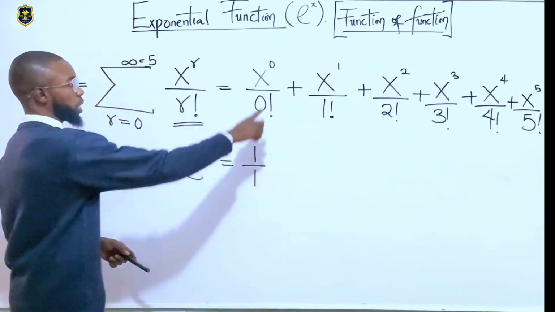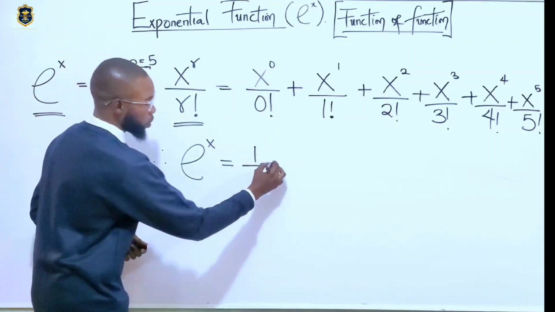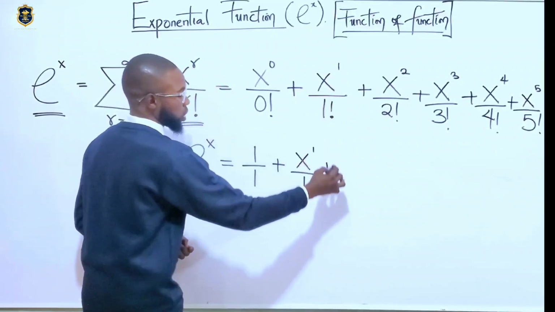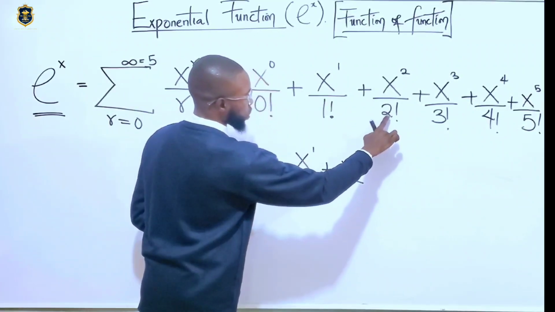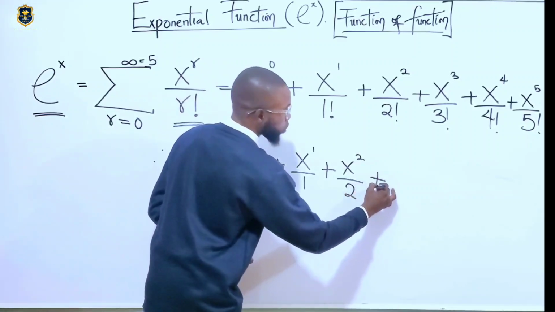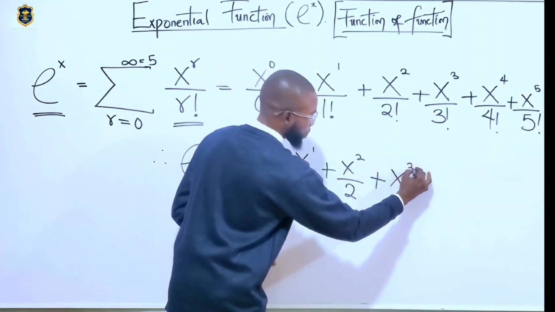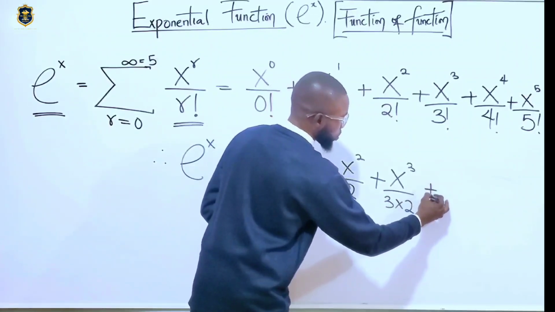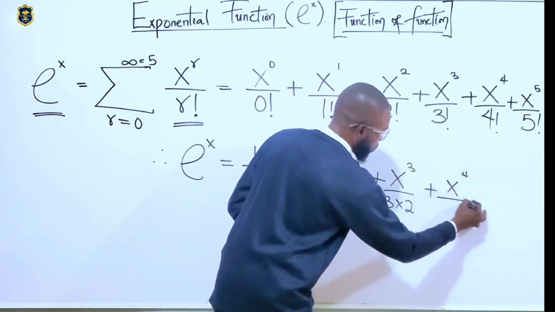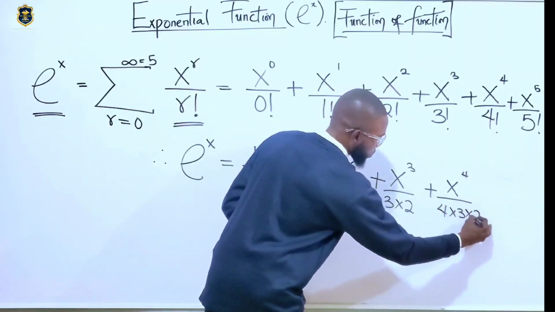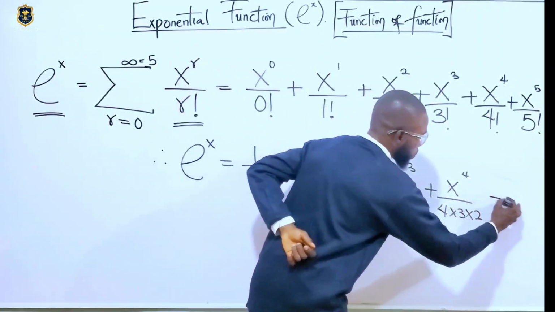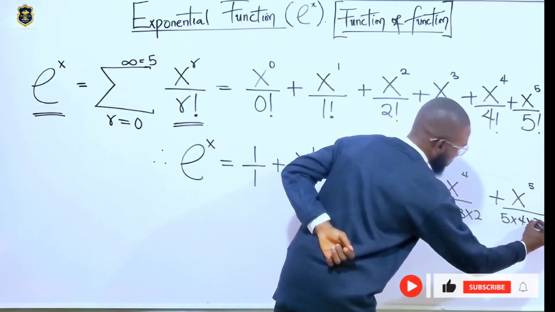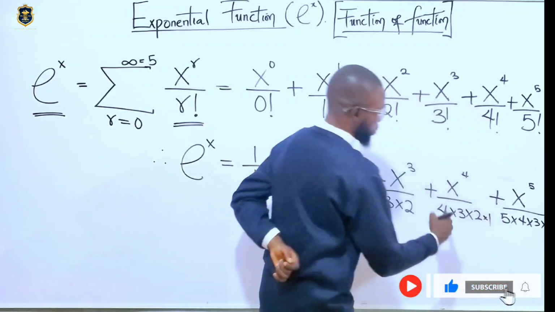So x raised to the power 0 is 1, 0 factorial is 1, plus what? Plus x raised to the power of 1 over 1, plus what? x raised to the power of 2 over 2 factorial, which is 2 times 1 gives us 2, plus what? x raised to the power of 3 over 3 times 2, that's 3 factorial. Plus x raised to the power of 4 over 4 times 3 times 2. I'm sure you understand what we're doing. Plus x raised to the power of 5 over 5 times 4 times 3 times 2 times 1. We know what we want to do.